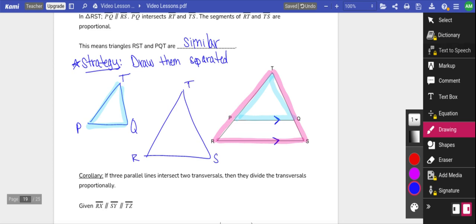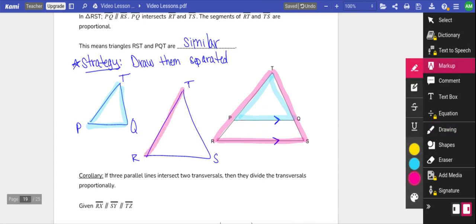Now, of course, your angles won't exactly match up, but that's okay, because all we're really looking for is to make sure that we can see what the side lengths are going to be, and you're going to see why in a second.